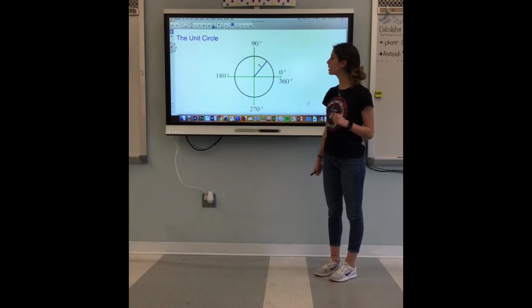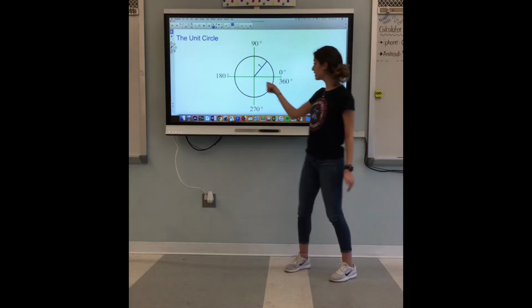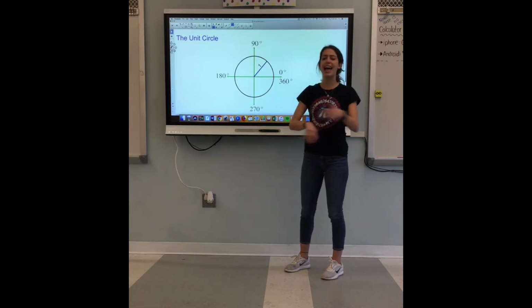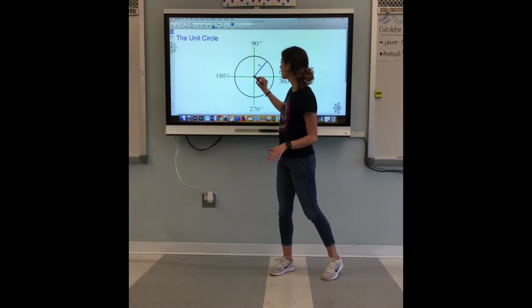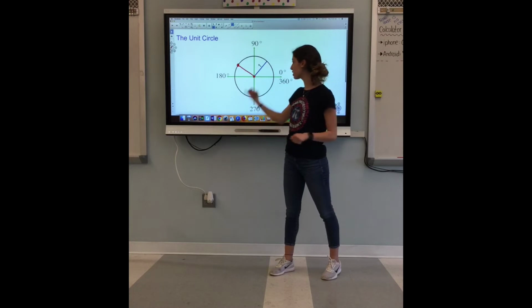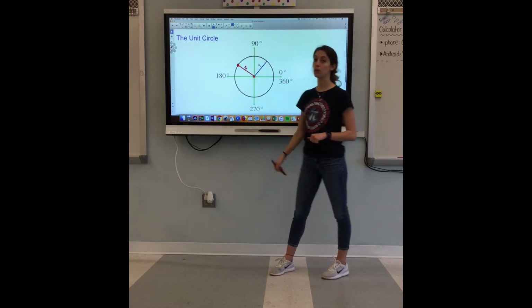Here's just another example. The radius does not only have to be on the x or y axis, it could be anywhere in the circle. As long as it goes from the center to some point on that circle, that radius will be 1.